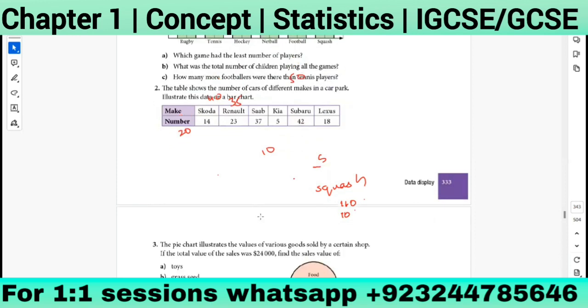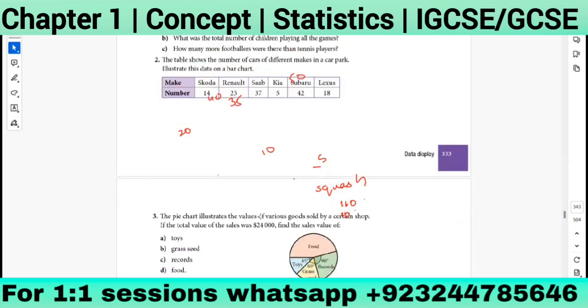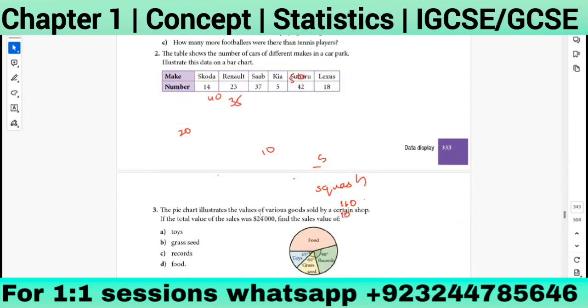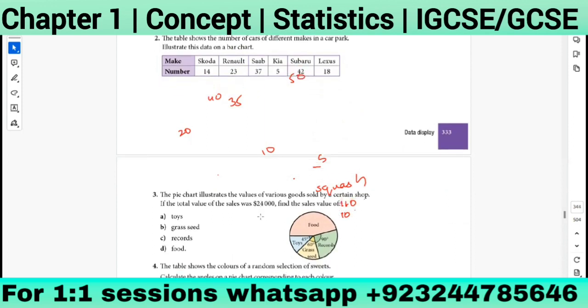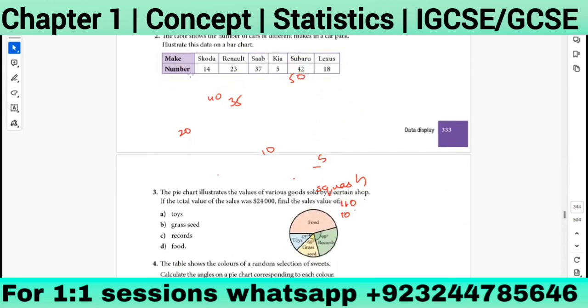Okay. The table shows the number of cars of different makes in a car park. Illustrate this data on a bar chart. Make Skoda. So these are the makes and the number of cars they make. So now you have to represent this data in a bar chart. I'm giving you 2 minutes to represent this data on the bar chart.